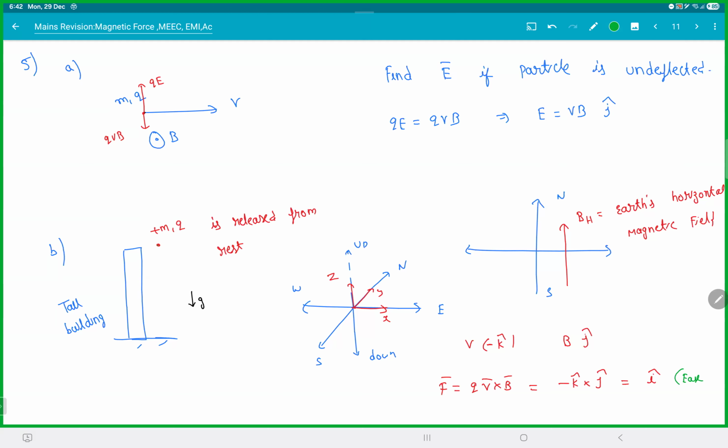So this particle will come straight and it will start bending like this. It's just not going to fall straight, it will bend towards east. Clear with this?